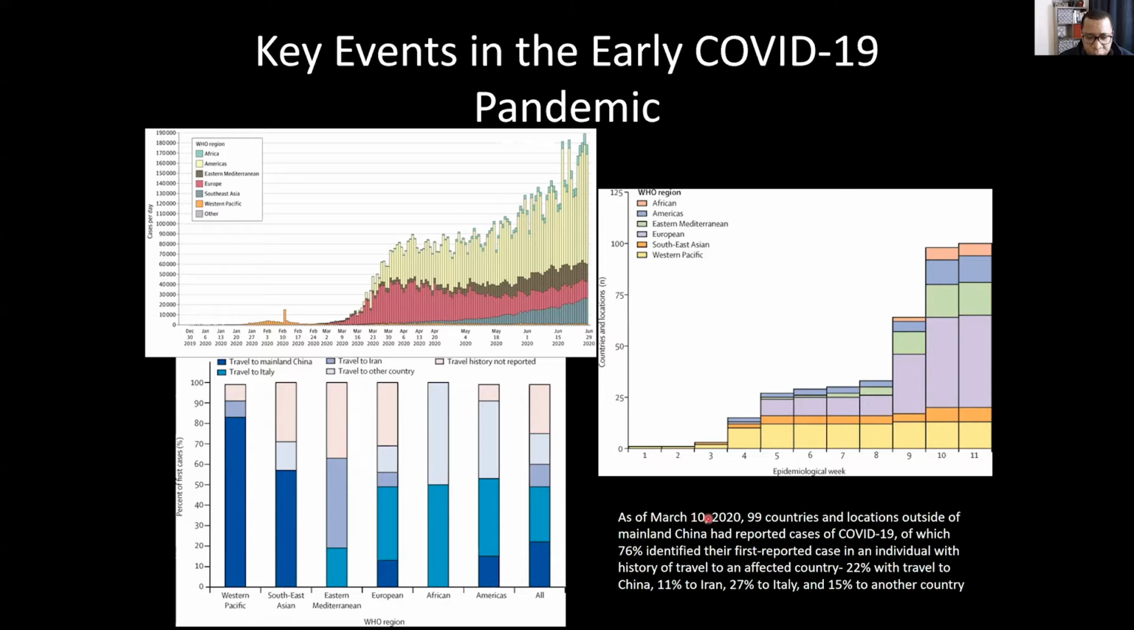So as of March 2020, 4 months in, 99% of countries, almost half of the countries in the world and locations outside of China have reported cases of COVID-19, of which 76% identified their first reported cases in an individual with history of travel to an affected country. 22% would travel to China, 11% to Iran, 27% to Italy, and 15% to a different country.